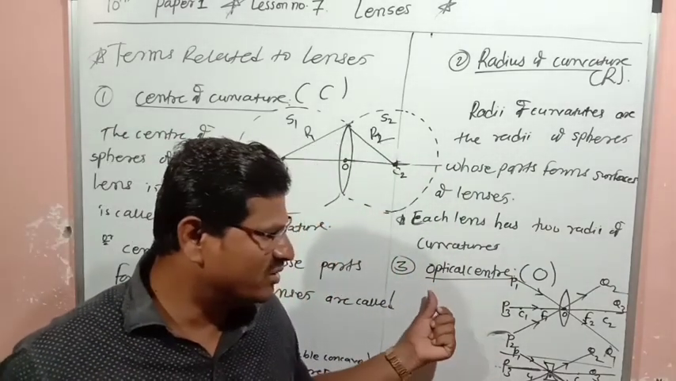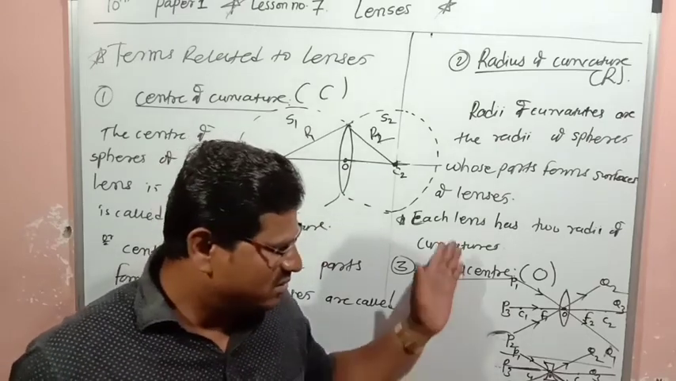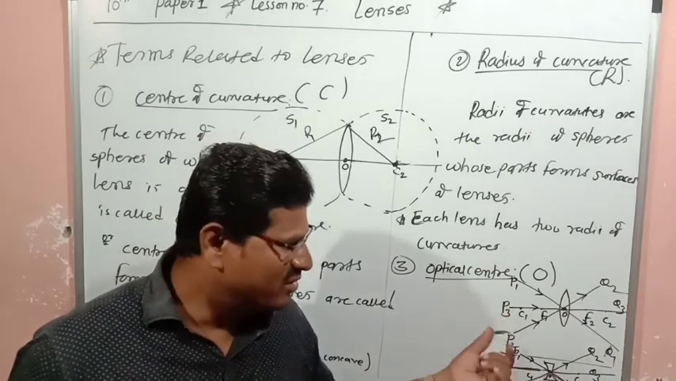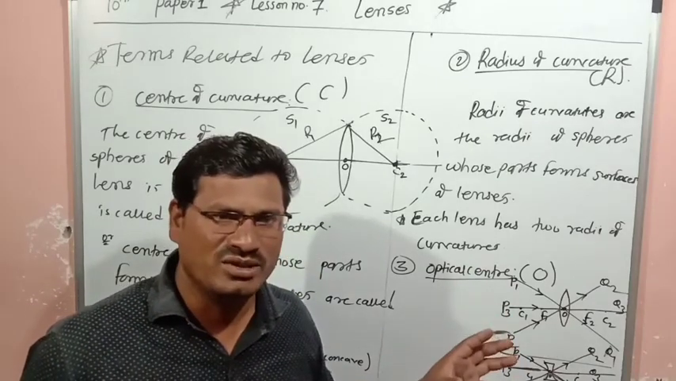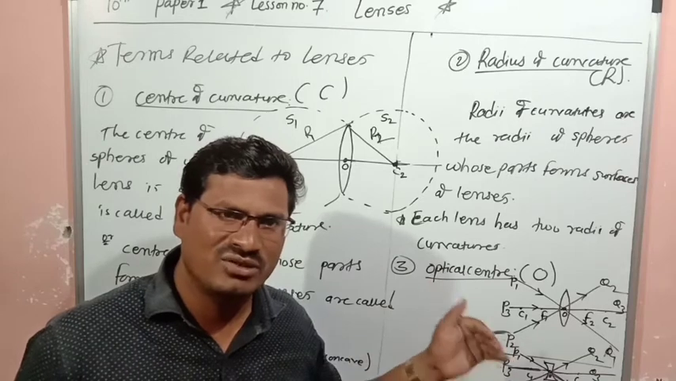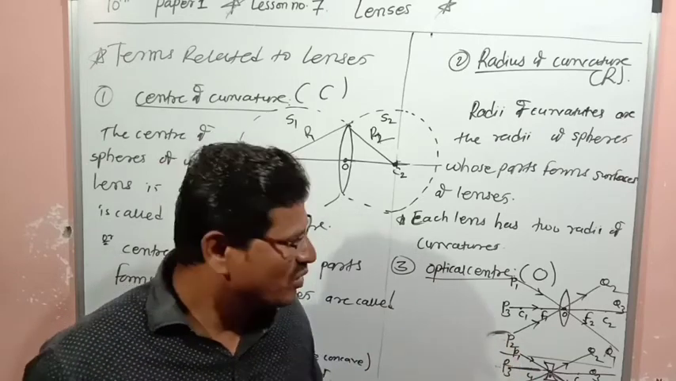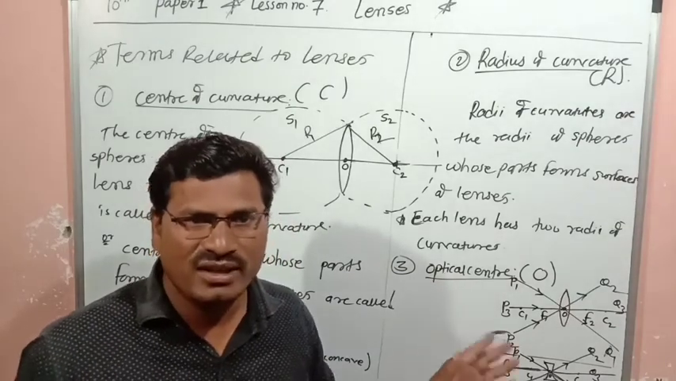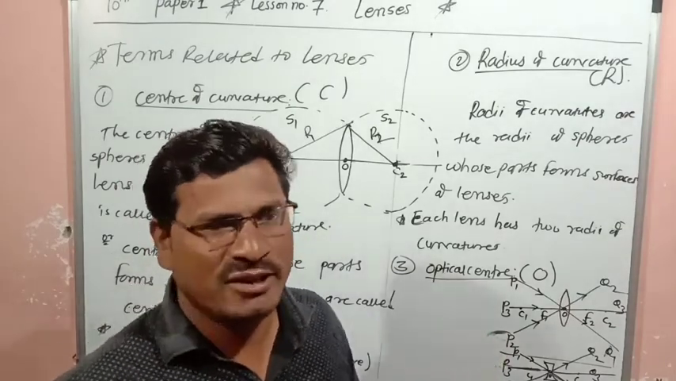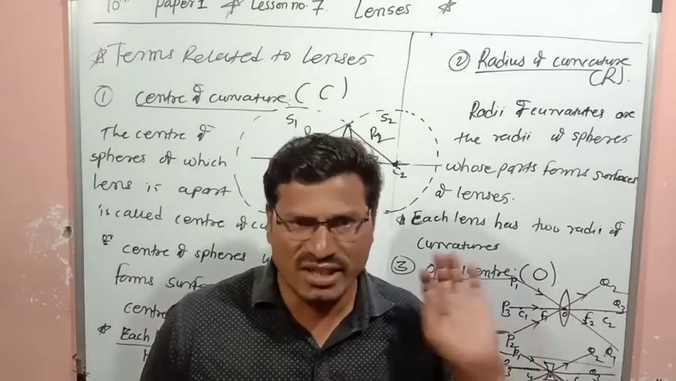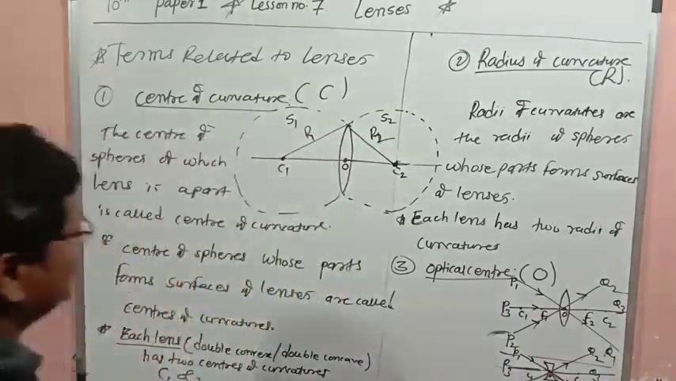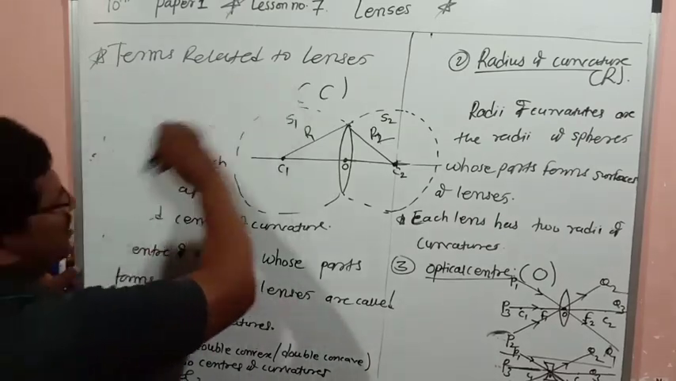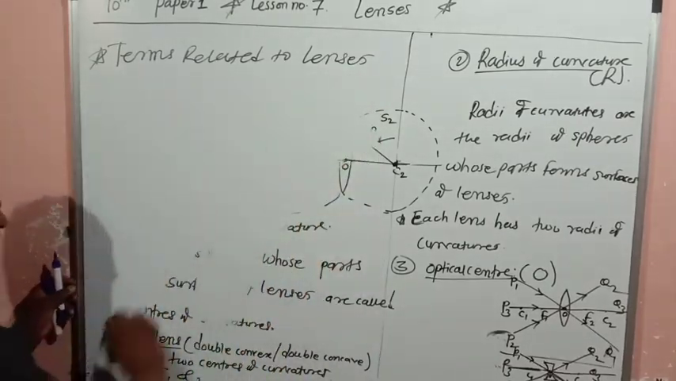So now we have to do the definition. So how will we do the definition? The midpoint of the lens, or the point at the center of the lens, inside the lens, from which a light ray travels without any deviation, without changing its direction. So the optical center's definition we are going to write here.